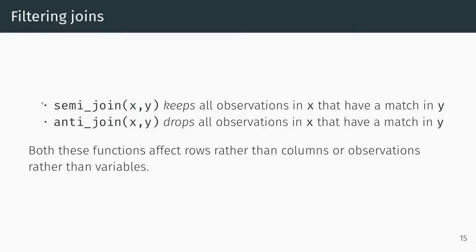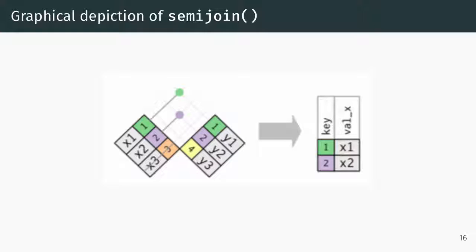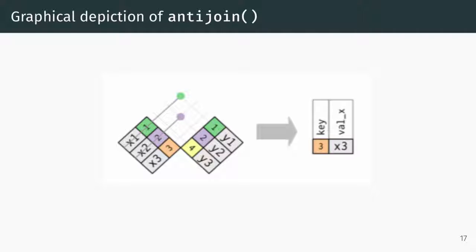So anyway, the semi-join keeps all the observations in X that have a match in Y, and the antijoin drops all the observations in X that have a match in Y. And we have diagrams to show these two. So here's a diagram showing that we've kept, so this is kind of like an inner join, except that we're only keeping what's in X. And here again, we're only keeping what's in Y. Oh no, I'm sorry. This is the antijoin. So I thought I had another semi-join here, but this is the antijoin. So I'm only keeping what's not in both in the antijoin.